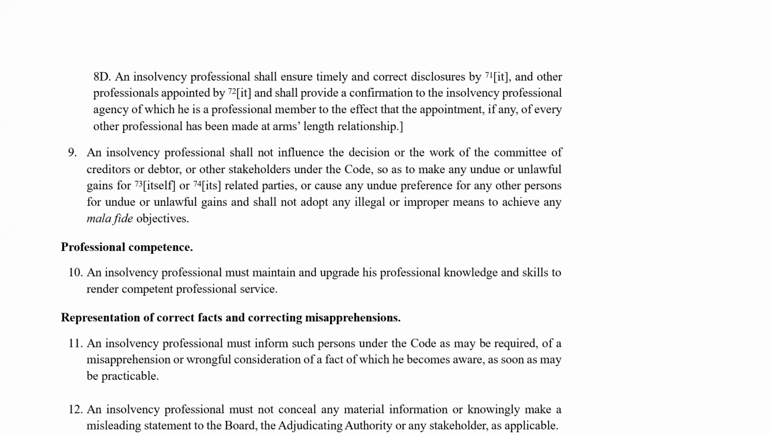An insolvency professional shall not influence the decision or the work of the committee of creditors or debtor or other stakeholders under the code, so as to make any undue or unlawful gains for itself or its related parties, or cause any undue preference for any other persons for undue or unlawful gains, and shall not adopt any illegal or improper means to achieve any malafide objectives.